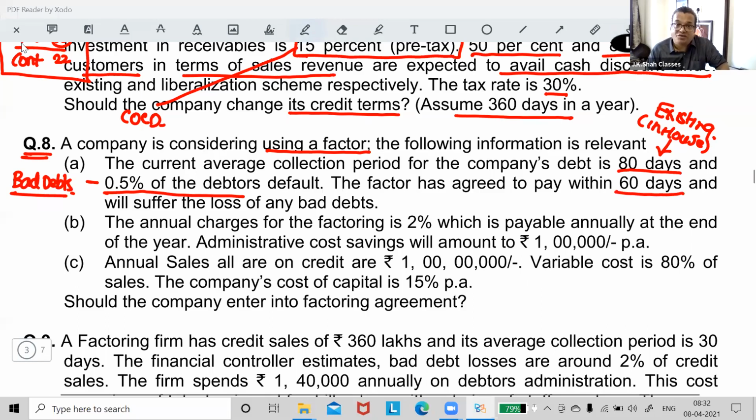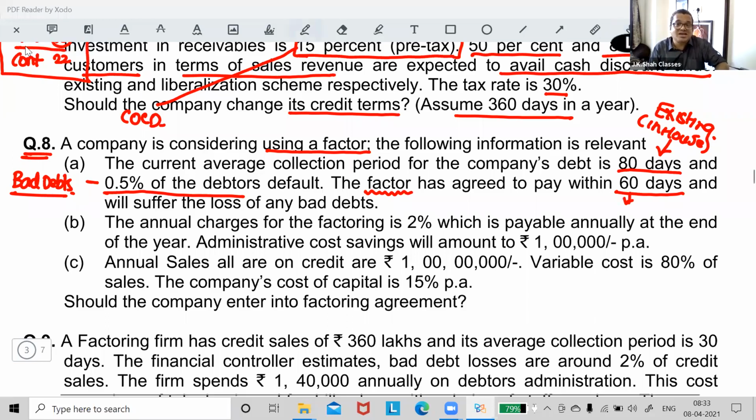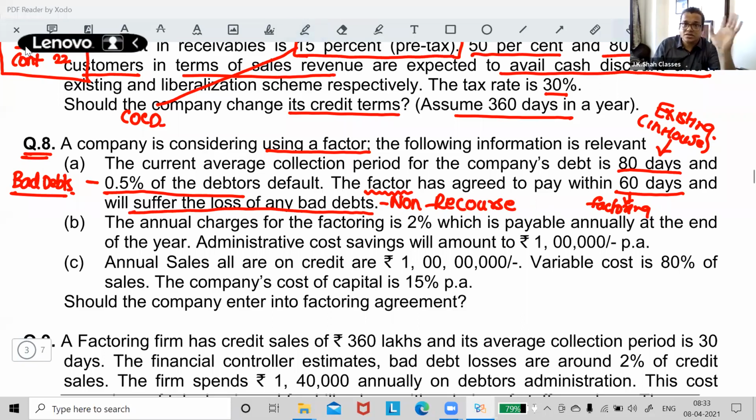Correct? Factor is agreed to pay within what? 60 days. You understand? Now, factor is a professional collector. Right? It is his job to go on doing the same thing, that he takes somebody else's debtors and collects on behalf of them. So you just see, you might take 80 days to collect, but I'm a professional into it. I will collect in how many days? 60 days. So this is for a factoring option. Okay. And suffer the loss of any bad debts. This statement as such is focusing on the second type, that is what? Non-recourse. Am I clear to this? You will have understood this non-recourse factoring?